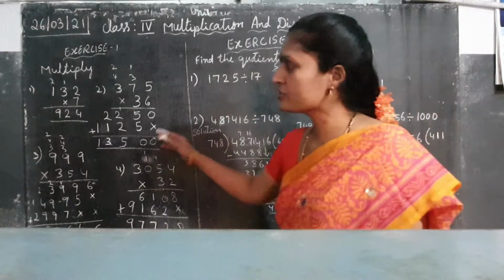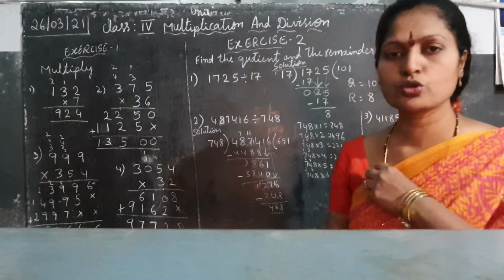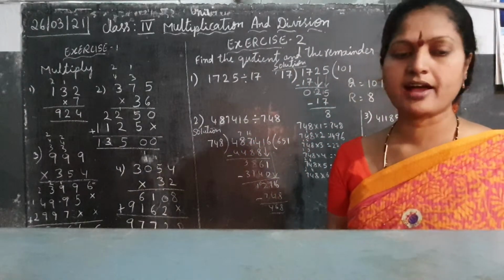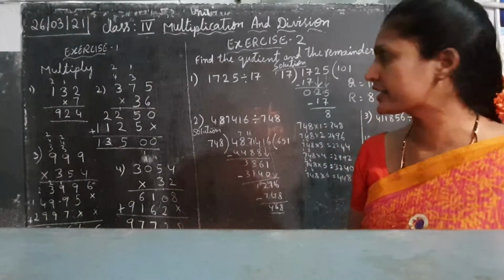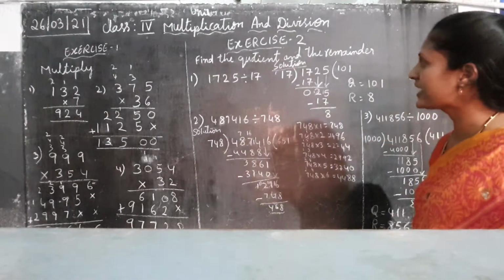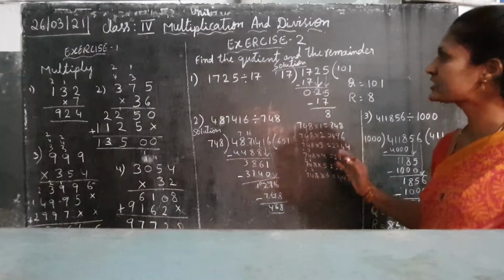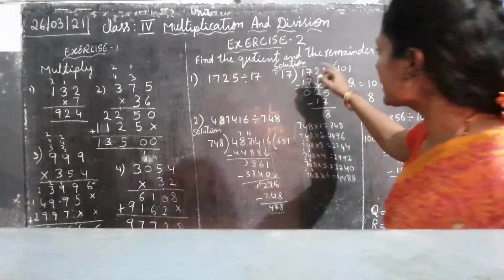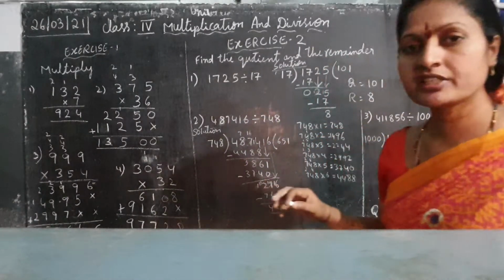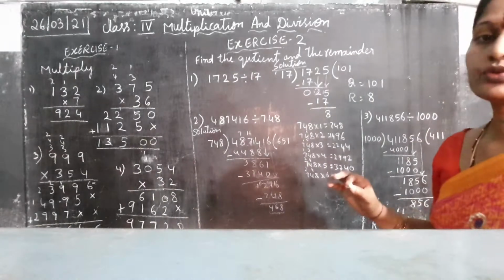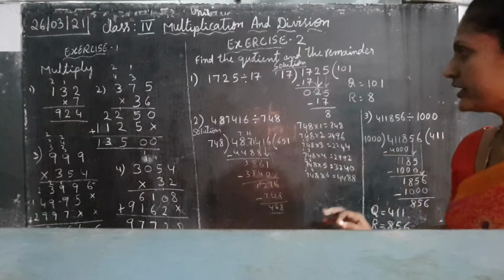Okay, like this you have to multiply sums, you have to do, children. All the sums, more you have in your textbook, all you have to practice. Okay, now we will move to exercise 2, find the quotient and the remainder. Quotient and remainder we have to do, children. Division we call it.